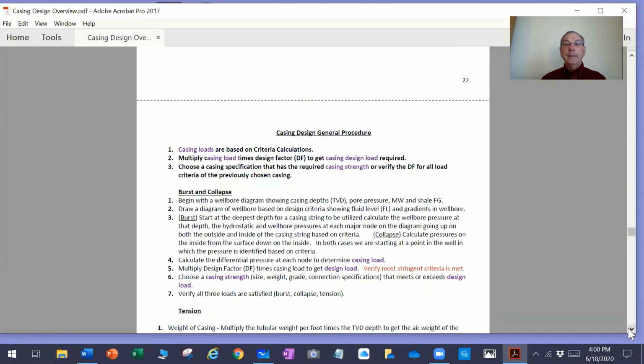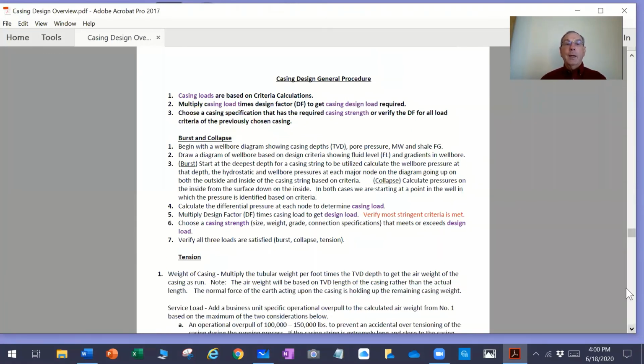Now, generalized casing design procedure. Casing loads are based on criteria calculations. So we'll calculate the casing load based on the criteria calculations, and we'll see that with examples that we're going to take a look at. We multiply the casing load times the design factor to get the casing design load. So for instance, the design factor for burst is 1.1. Design factor for collapse is 1.0. So the collapse, I call it safety factor, doesn't change anything typically.